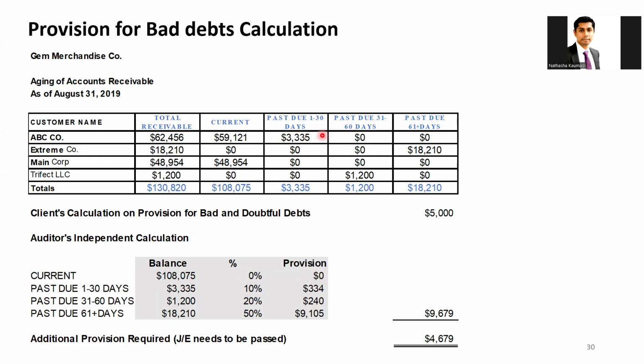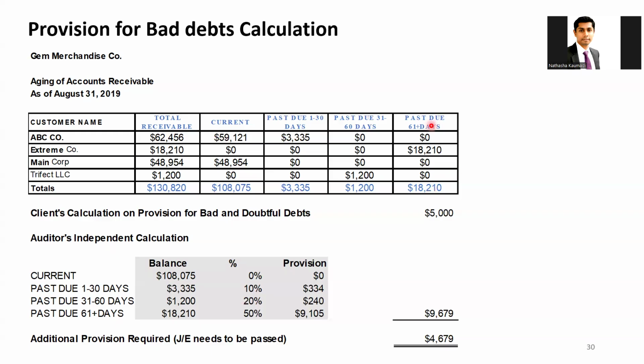What do you think about the 1 to 30 days basket? 3,335. They have applied only 10% because there's a low risk in this 3,335, as it is only 1 to 30 days overdue. There's a high chance that they will settle the amounts. That's why we have considered 10%. These 10%, 20%, 50%, these are not universal numbers. These are just company policies, right? So you have to consider the company policies. And then 31 to 60 days, somewhat riskier than the 1 to 30 bucket. So that is why for 1,200 you are applying 20%.